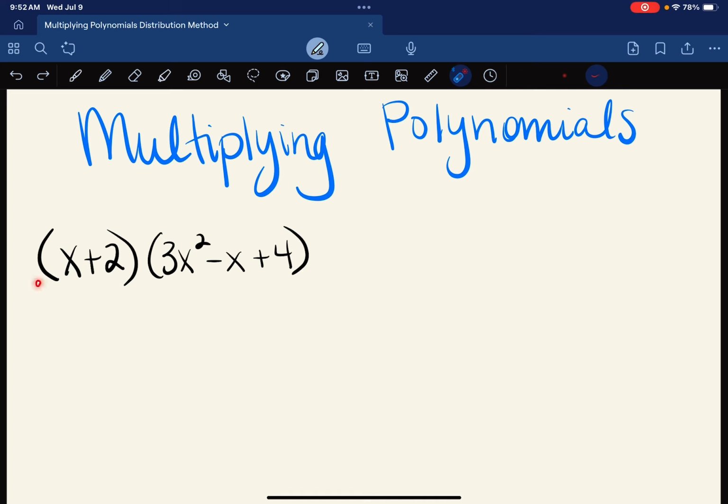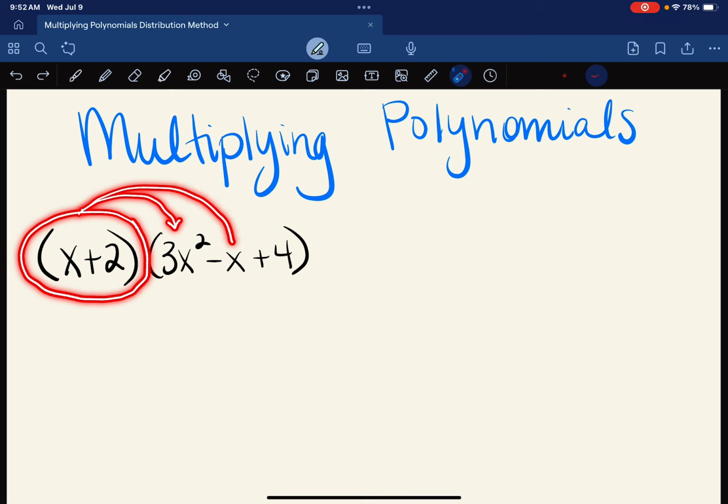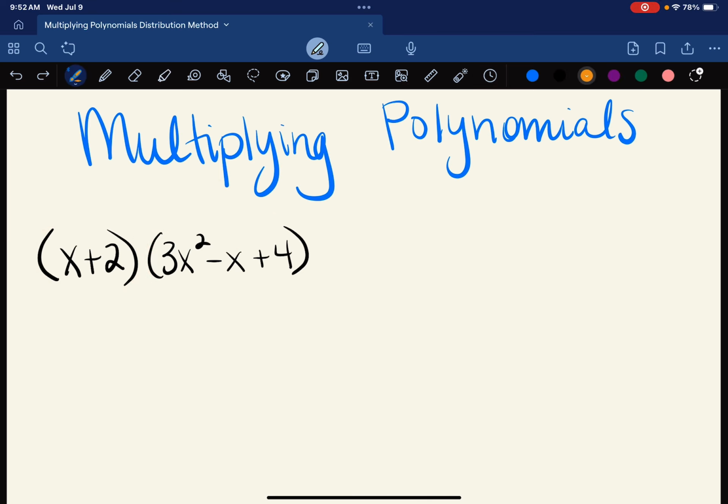So we have here a binomial, 2 terms, times a trinomial with 3 terms. And the goal of this is to make sure that both of the terms in this first set of parentheses get multiplied to every single term inside the second set of parentheses. So I'm going to color code to kind of help us see what's going on.